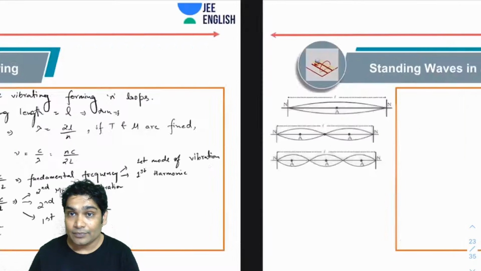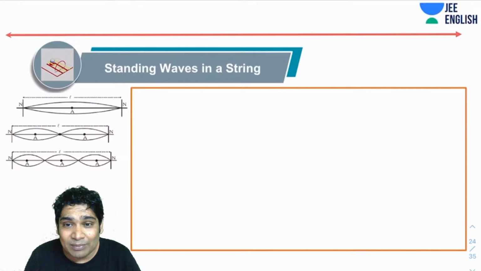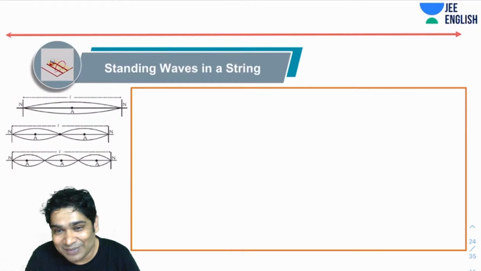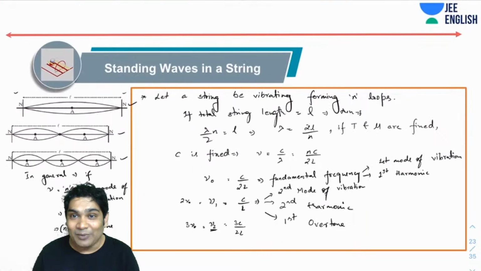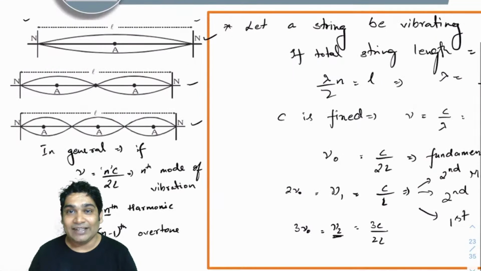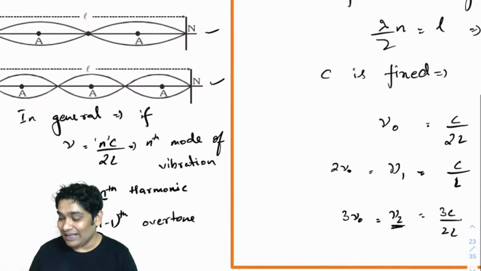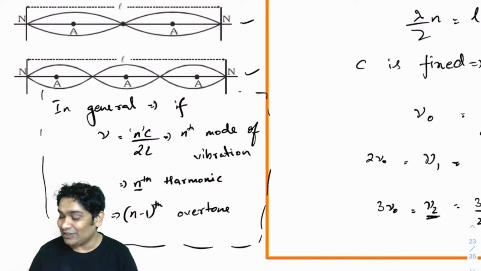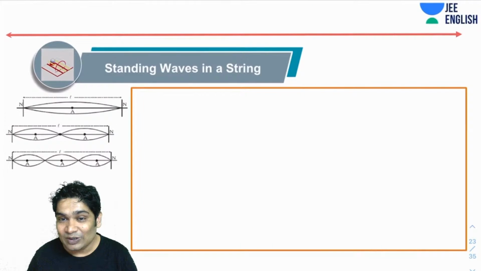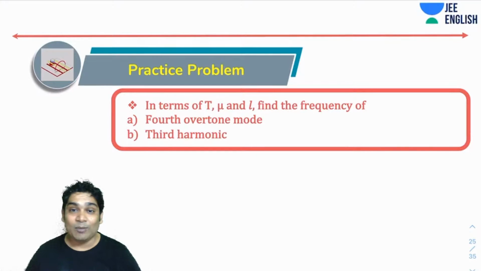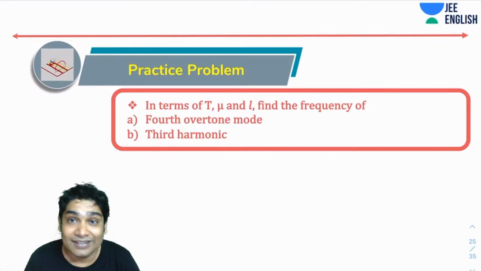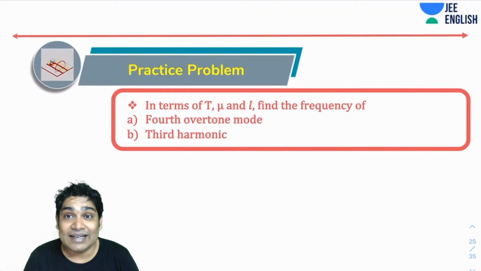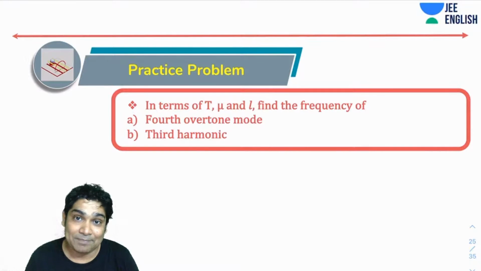Okay, I had left one more for this, but I wrote everything here only. I think I wanted to write this stuff on the next, that is why I left the second one open. So why don't you try a problem till then? Till the time you try this problem, I will take a look at your question. This problem says that in terms of T, mu, and L, find the frequency of the fourth overtone and the third harmonic.